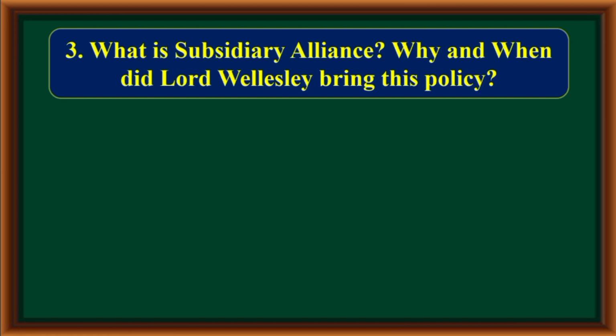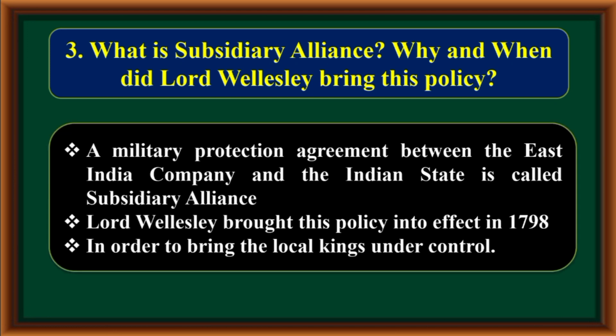What is Subsidiary Alliance? Why and when did Lord Wellesley bring this policy? A military protection agreement between the East India Company and the Indian state is called Subsidiary Alliance. Lord Wellesley brought this policy into effect in 1798 in order to bring the local kings under control.